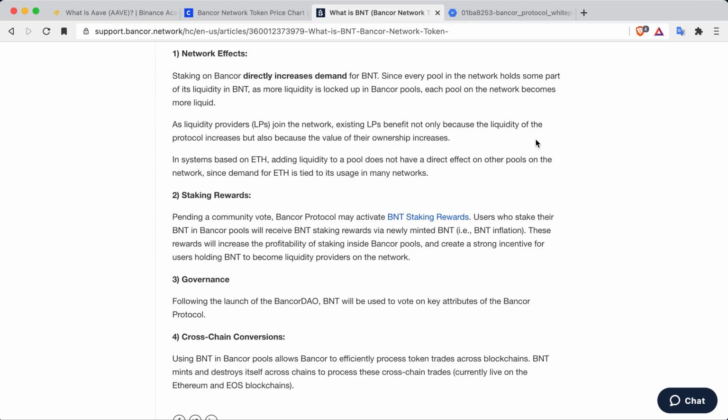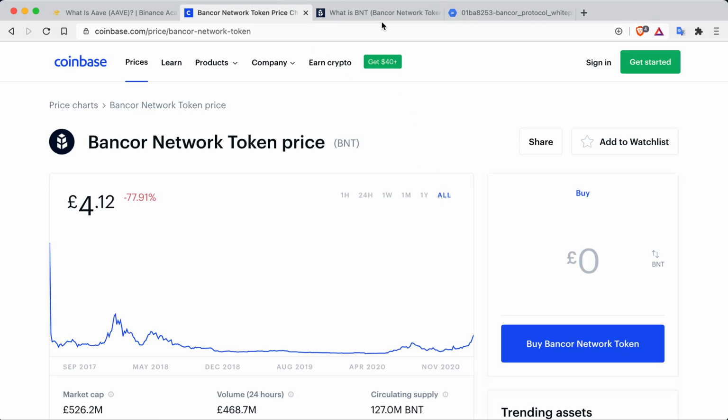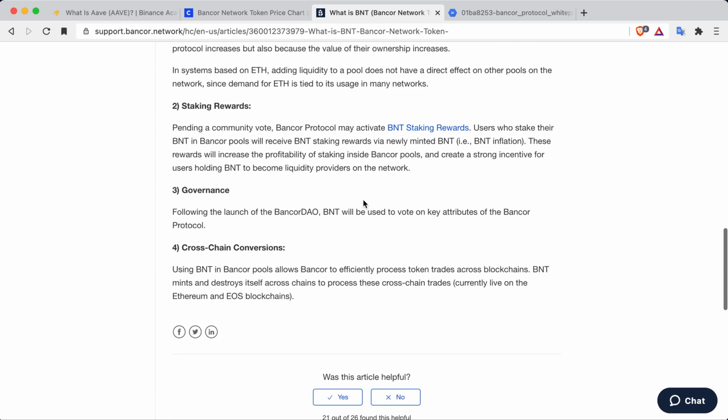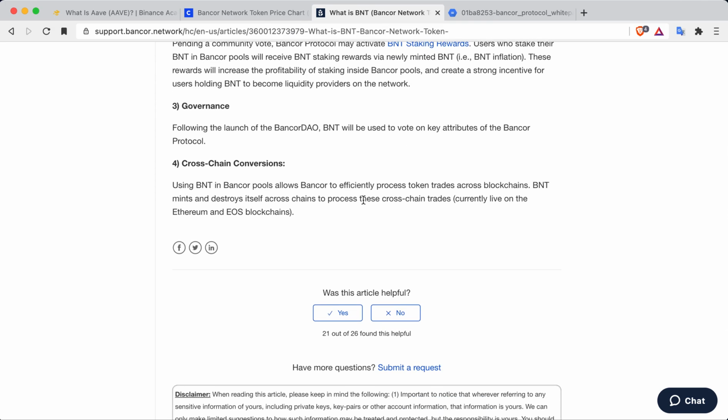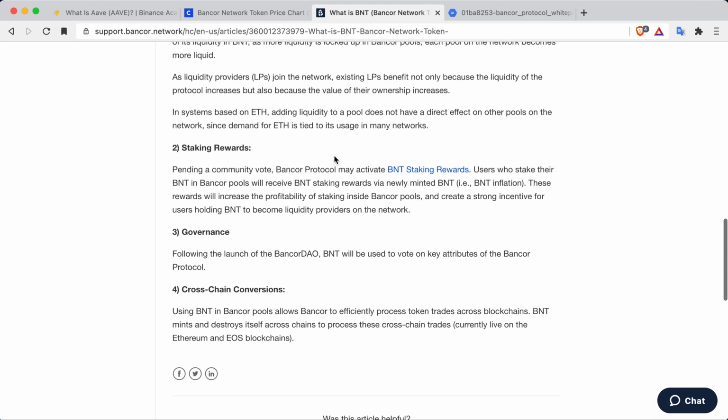Basically, a scam. I'm not saying BNT is a scam, but I'm saying I'd have to read more about this to fully understand why users who stake their BNT in pools will receive staking reward via newly minted BNT. Newly minted. Is there even a limit on the supply? Those are questions that I need answering, and those are questions that I will research, and those are questions that you will have to research as well.